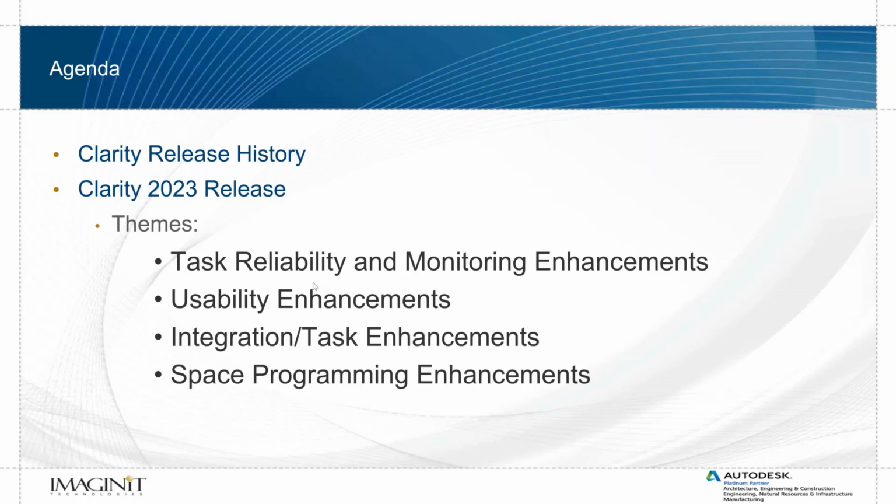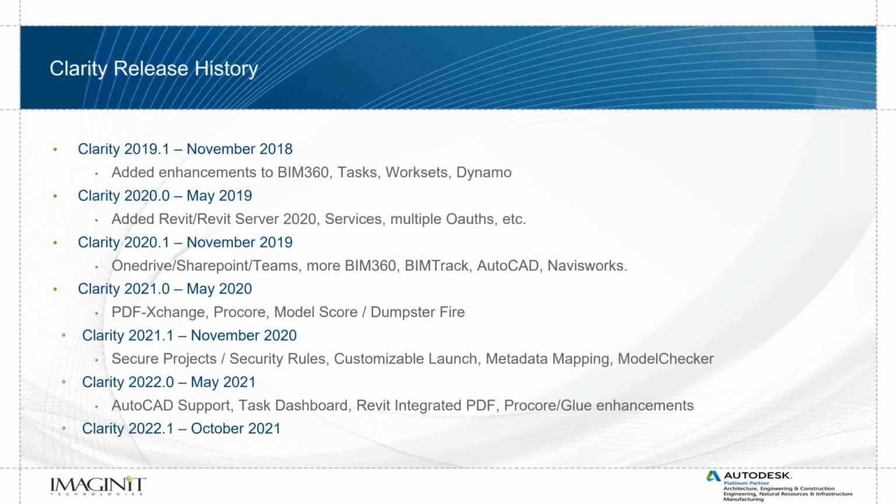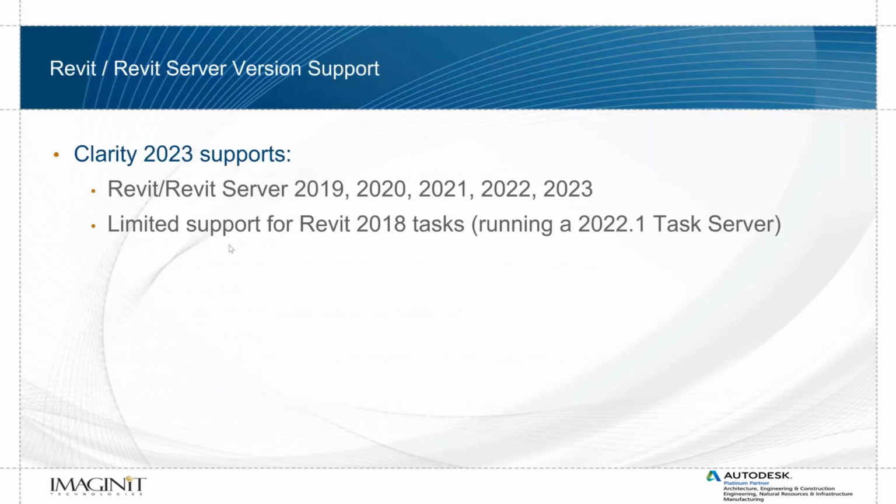But let's get going. So historically, Clarity has been doing a 2 release per year kind of system where the spring release matches up with the Autodesk release of new versions of Revit and Revit Server. And then the fall release is just a pure enhancement kind of update. And we continue that trend into this year. So 2023 of Clarity supports 5 versions directly in Revit and Revit Server. And so that goes back to 2019.